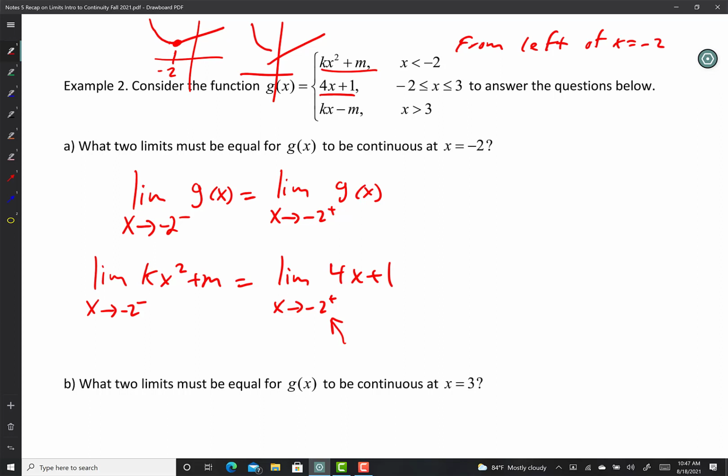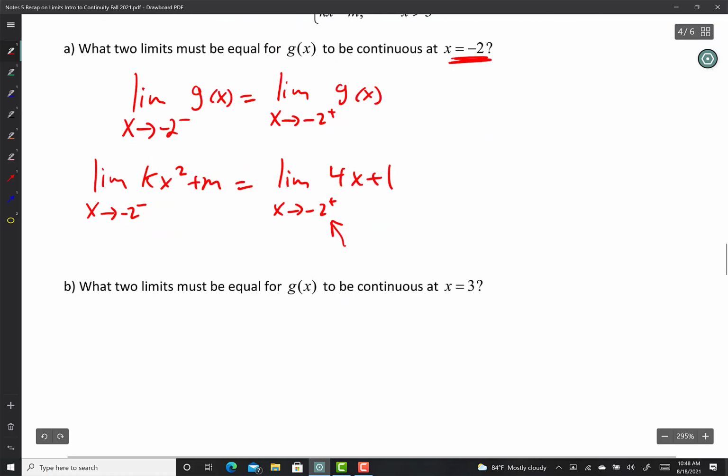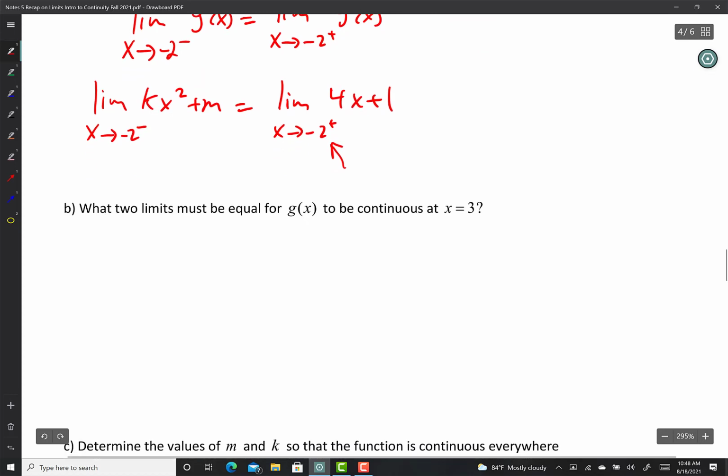Are we okay, guys? And really, man, I worded that question wrong. What two limits must be equal? I guess those two limits must be equal, but it also has to equal g of negative 2 for it to be continuous. But good thing we caught it on video and we'll upload it. And so the YouTube haters won't be haters. Okay, are we okay so far, guys?